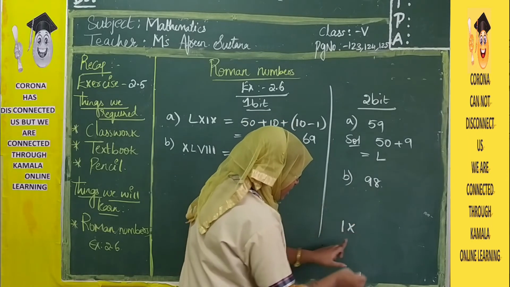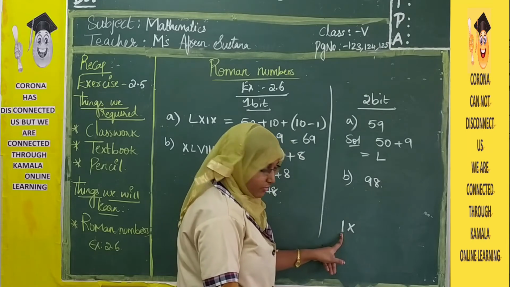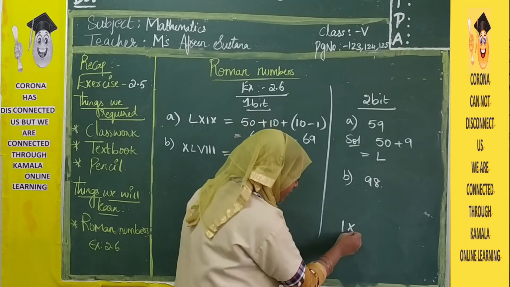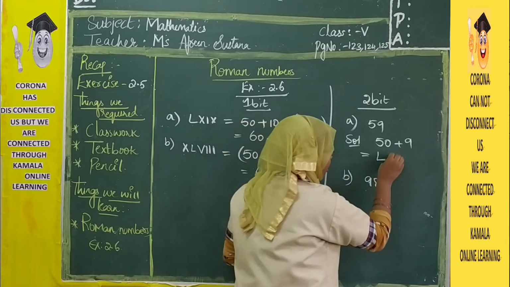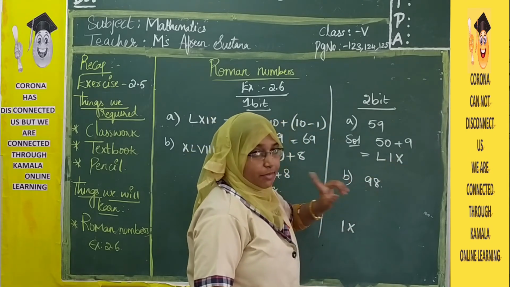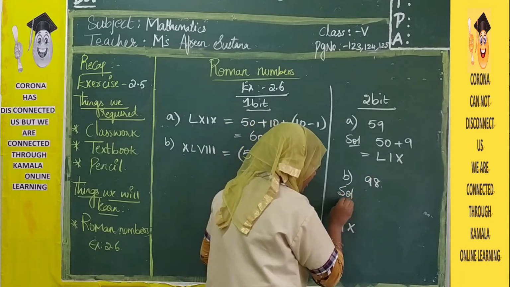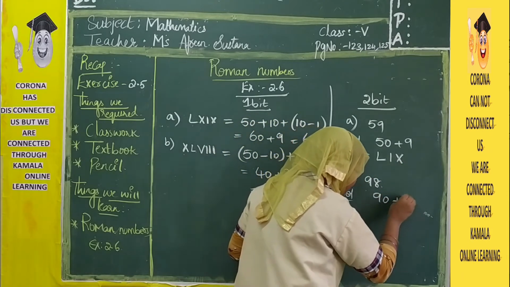1 X. X is 10. If you write 1, that is 1 is smaller, when it is written on the left side, you will subtract. So 10 minus 1 is 9. LIX. Don't write in small letters, this should be in capital letters. LIX. Next is 98. So let us write 90 plus 8.